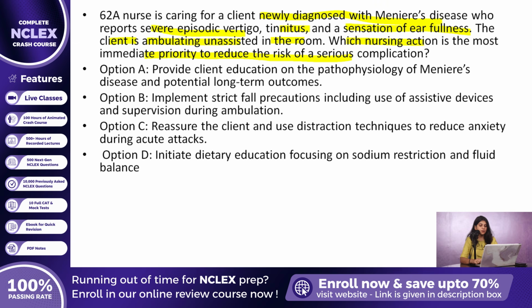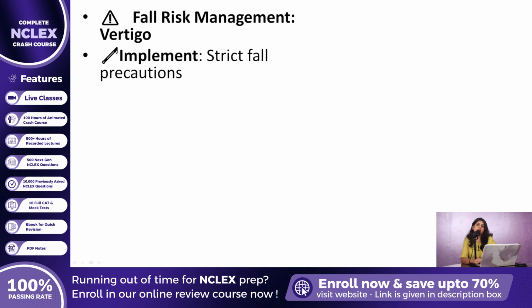The correct answer is option B, implement strict fall precautions including use of assistive devices and supervision during ambulation. Fall risk from vertigo is the most immediate danger, and safety must take precedence.